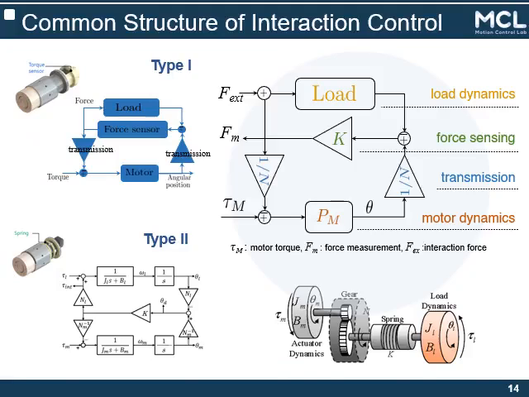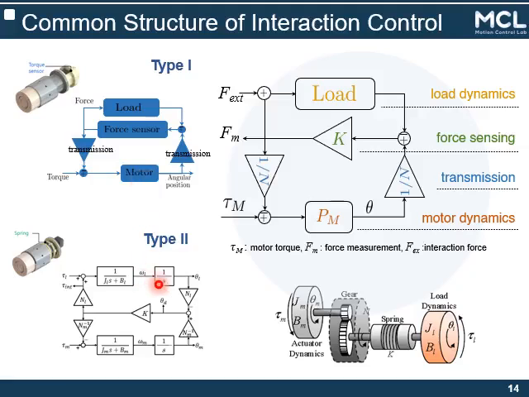Even though the characteristics of type 1 actuator and type 2 actuator are different, the structure of these two interaction force control systems are similar. They have a motor and transmission gear, and the force at the gear is transmitted to the load through the force sensing mechanism. In type 1, the force sensing mechanism is the force sensor, and it is the spring in type 2.